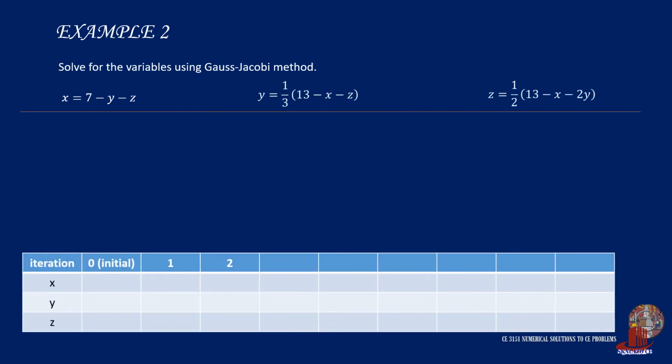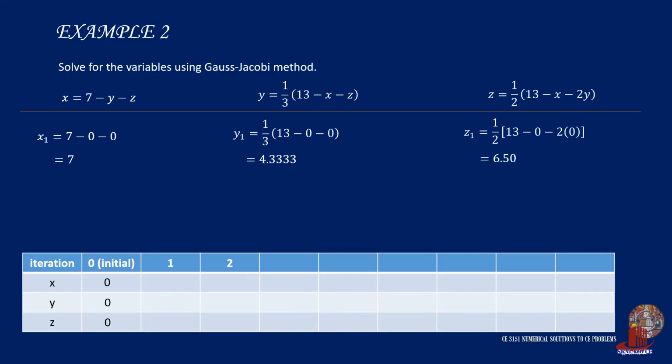And just the same, we assume the initial values of 0. So for the first iteration, we can proceed starting with x sub 1, that is 7 minus 0, which is 7. Y sub 1 is 1/3 of 13 minus 0, giving 4.3333. Then z sub 1 is half of 13 minus 0 minus twice of 0, or 6.5.